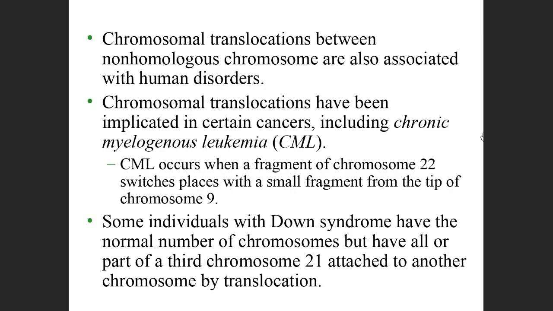When it comes to those individuals that have Down syndrome, sometimes that chromosome number 21 is attached to another chromosome. So they don't just have 3 separate chromosome 21s. 21 is sometimes attached to one of the other chromosomes.